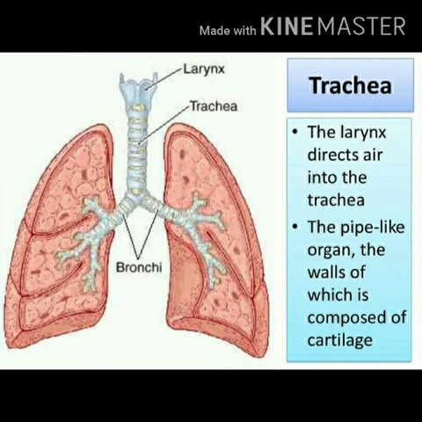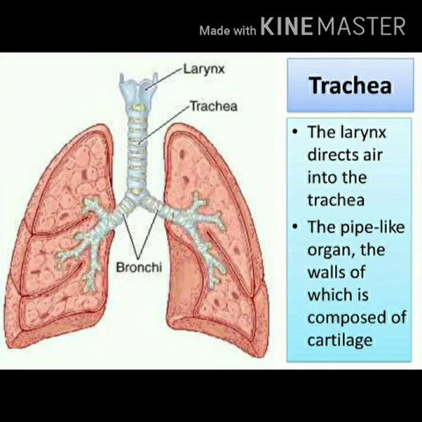Now next is the trachea, or we also call it the windpipe. The larynx directs the air into the trachea. It is a pipe-like organ, and its wall is composed of cartilage. So the air from the nasal passage reaches the lungs through the trachea, and through the trachea the air enters the lungs, and inside the lungs the bronchi are divided and redivided into bronchioles. So let's discuss the bronchioles and alveoli.